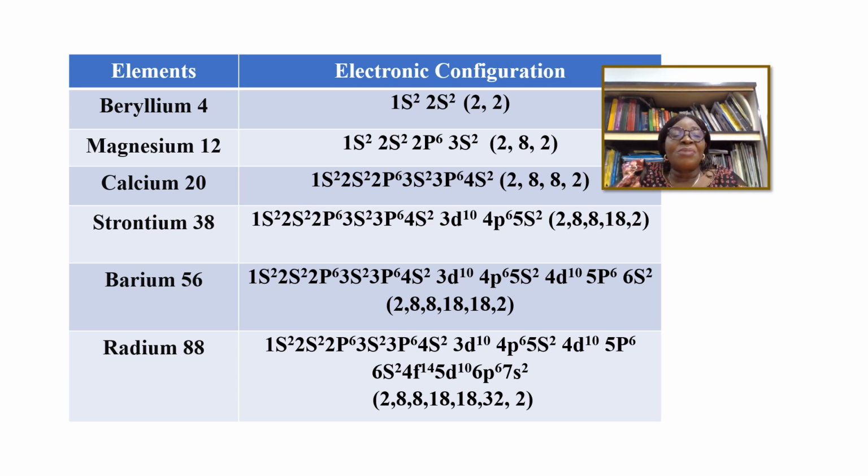If we look at beryllium, atomic number 4, its electronic configuration is 1s2, 2s2. Its valence shell has 2 electrons. Magnesium, atomic number 12, is 1s2, 2s2, 2p6, 3s2. All the elements in this group end their valence electrons in the s subshell. That is one of their characteristics. Calcium ends in 4s2, strontium in 5s2, barium in 6s2, and radium in 7s2. I want my students to learn this electronic configuration perfectly well.